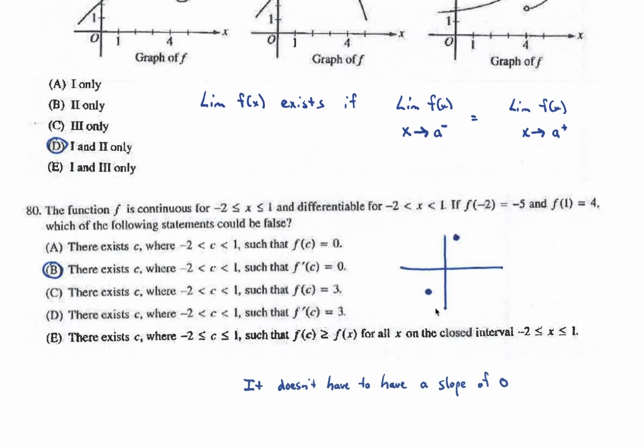Here, it looks like we have 2 points, and it's continuous and differentiable. So it could just go straight from here to here. There does not have to be a c where the derivative is equal to 0. There has to be a y value of 0. There has to be a y value of 3. There has to be a slope of 3 because the average slope is 3. So somewhere the instantaneous slope is 3. And this is just saying that there's some maximum value, but there's no guarantee that the derivative has to equal 0 in between here and here.